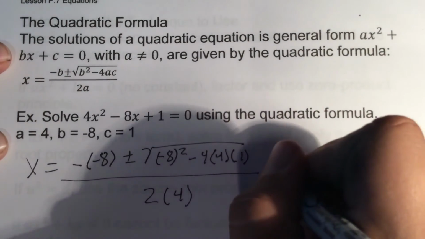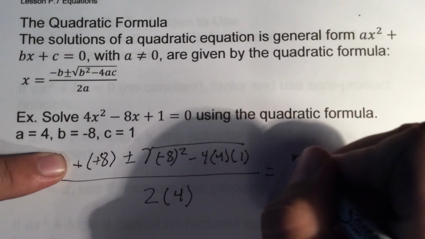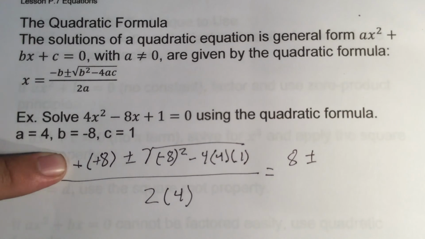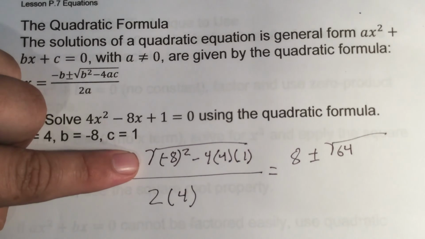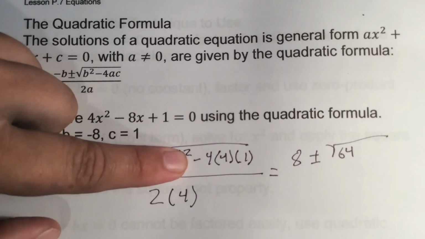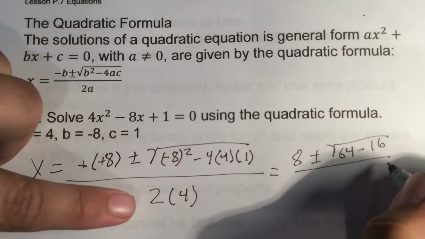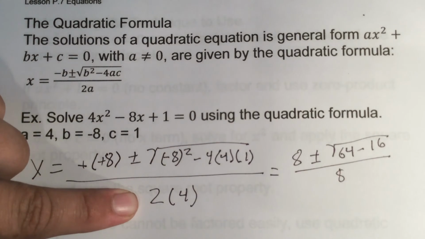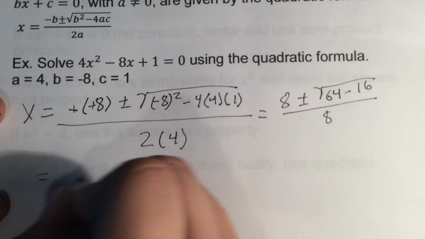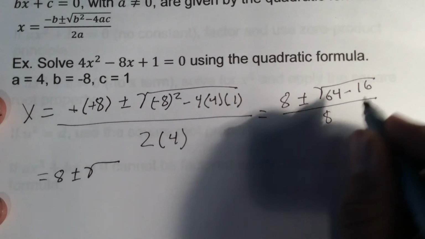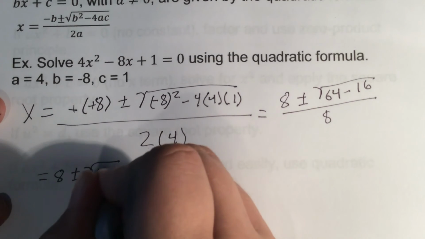Now, to simplify from here, negative of a negative 8, those cancel, and it's 8 plus or minus. 8 squared would be 64. Negative 8 squared, same thing. Minus 4 times 4 would be 16, times 1, still 16. On the bottom, 2 times 4 is 8. So if I go a little bit further, I have 8 plus or minus the square root of 64 minus 16, which leaves me with 48, over 8.